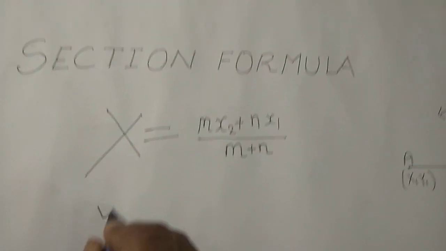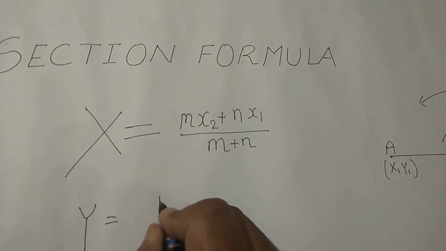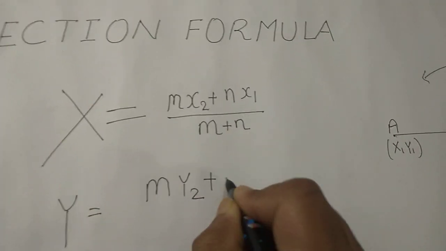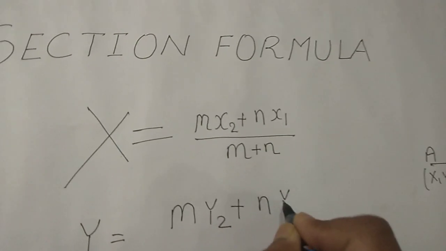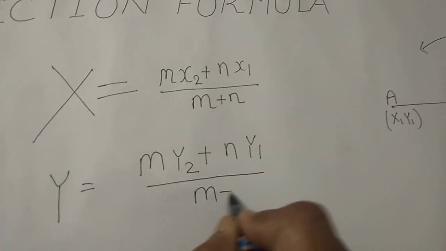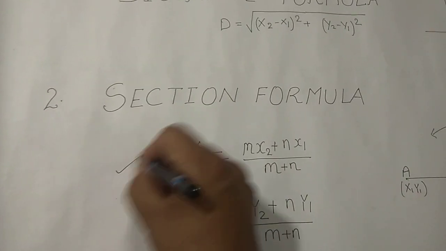Similarly, y is equal to (m y2 plus n y1) upon (m plus n). This is the first condition.